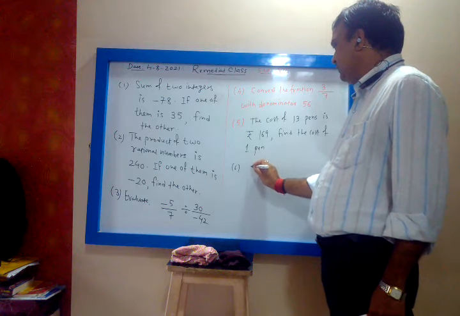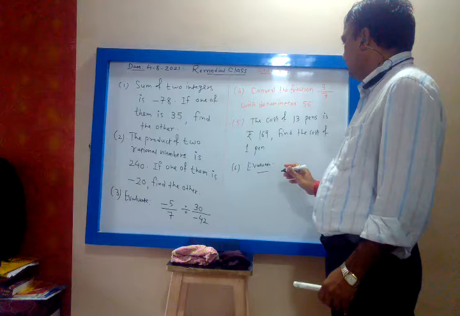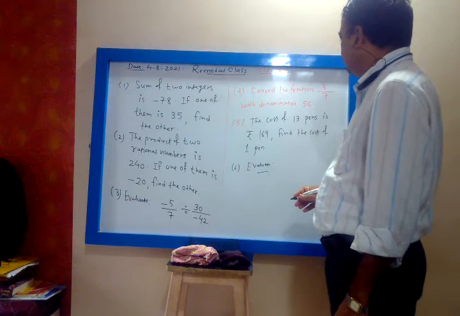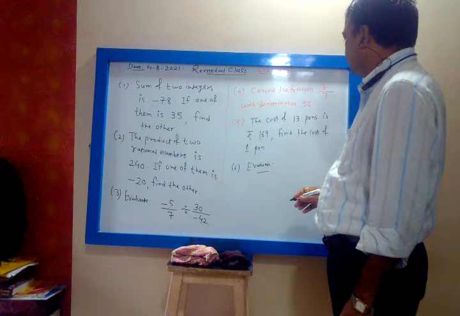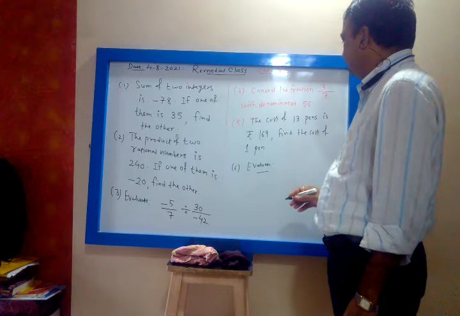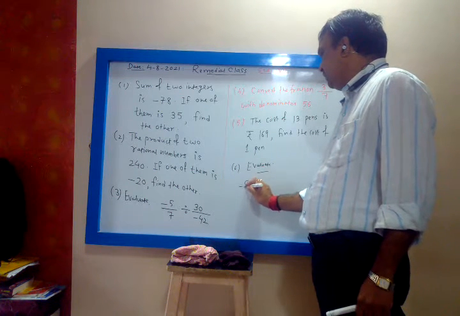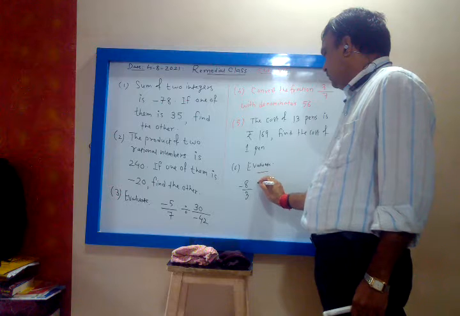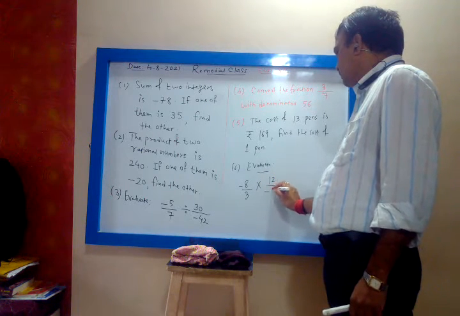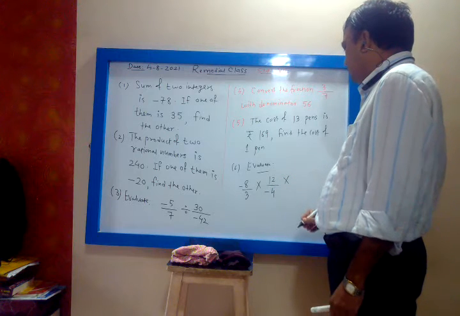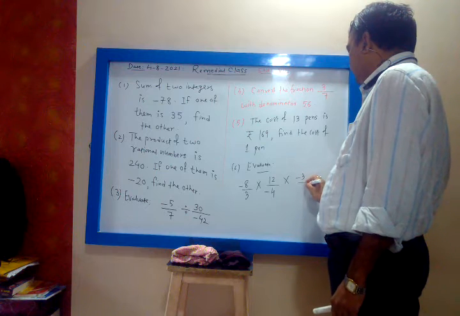The seventh is evaluate. 8/3 into 12/-4 into -3/5.